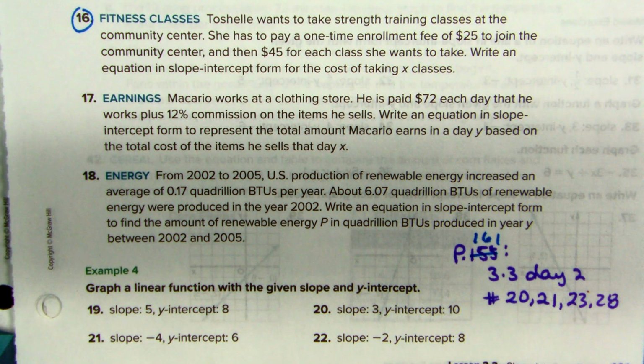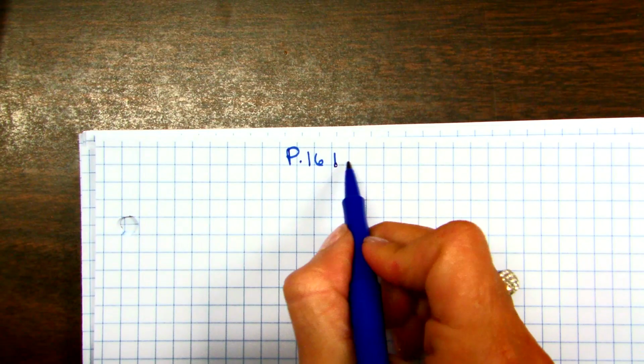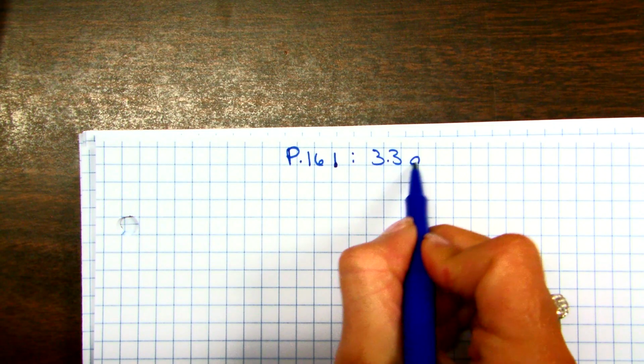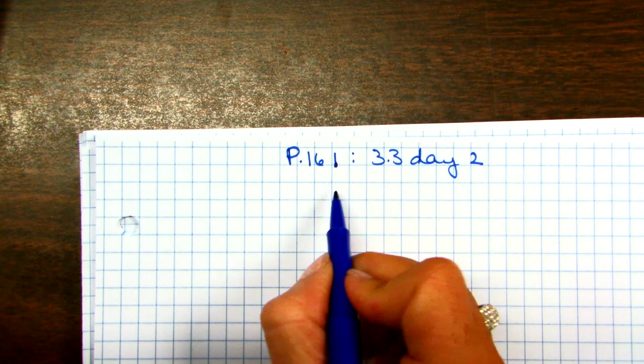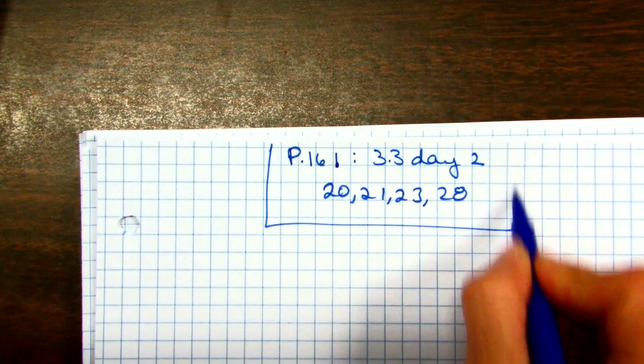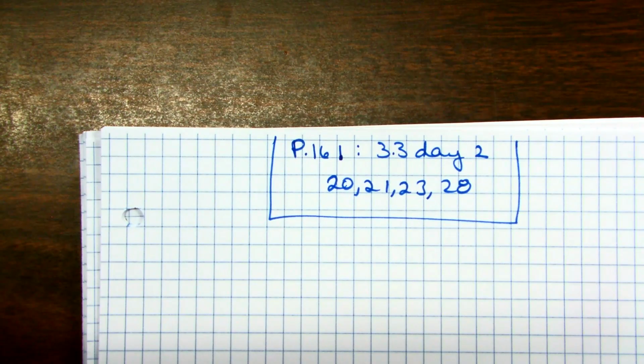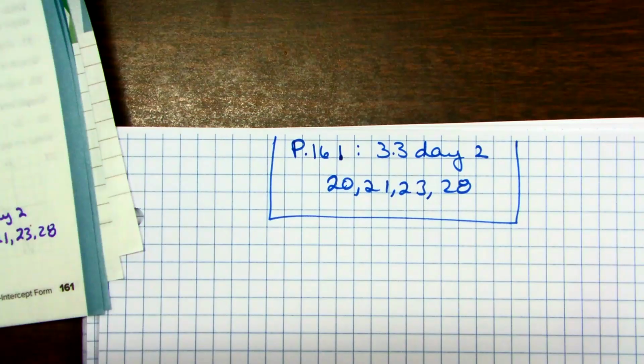Great. Good choice on the day that I said this is really hard. Okay. So my suggestion, not requirement, as long as you keep track of your stuff, that's all I care about, is we're on page 161. This is 3.3, day 2, and you're doing problems 20, 21, 23, and 20. Okay. So a lot of you just wrote it down on here. That's fine. Just make sure you know next week this paper is going to get turned in with your notes. Okay. All right.